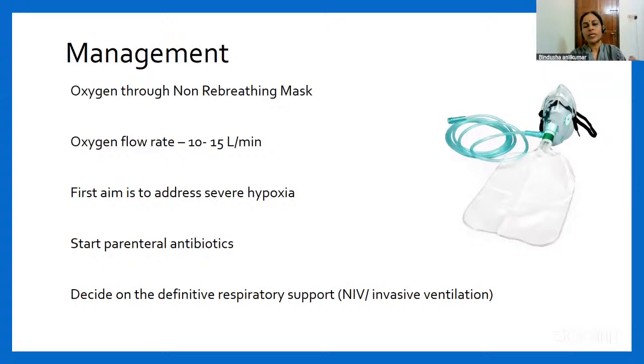So to bring up oxygen saturation rapidly from 80% to somewhere around 95%, we will have to use this NRM. And while using a non-rebreathing mask, make sure that we are giving adequate flow. We need to keep an oxygen flow rate of 10 to 15 liters per minute. And always make sure that this bag is inflated. The bag should be inflated. If the bag is not inflated, you won't get higher FiO2. And this mask should be firmly applied or tightly applied to the face.